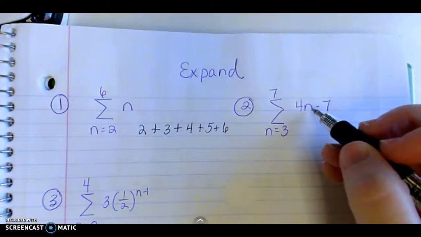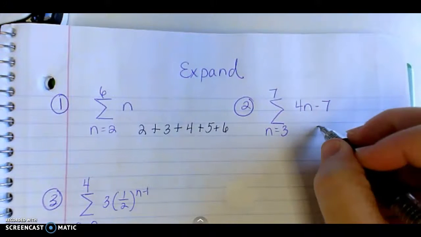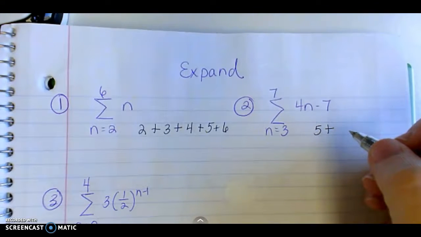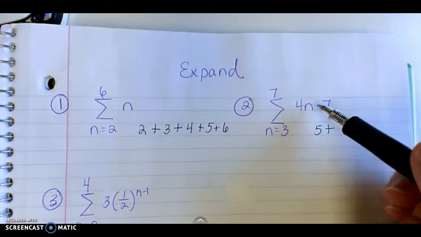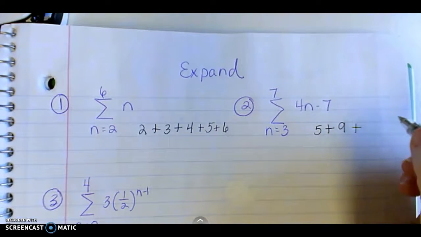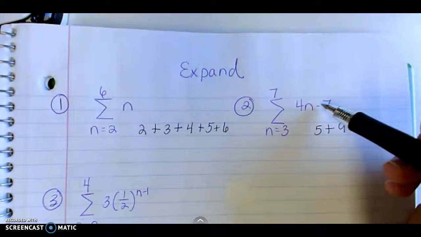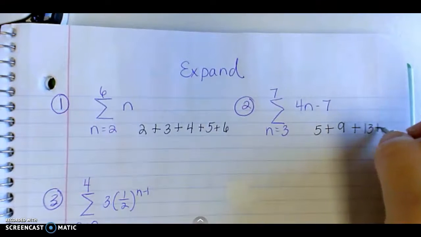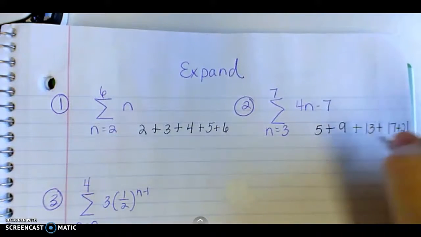So number 2, we start with 3, and we go to 7. So you plug in 3 and see what you get. So when you plug in 3, you get 4 times 3, which is 12. 12 minus 7 is 5, so 5 is our first number in our series. Take 4, plug 4 in, so 4 times 4 is 16. 16 minus 7 is 9. Then we take 5, plug in 5. 4 times 5 is 20. 20 minus 7 is 13. And then you would do that for 6, and then for 7. That's how you expand that.